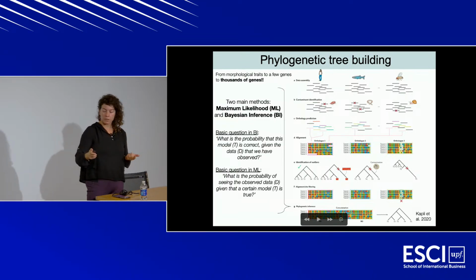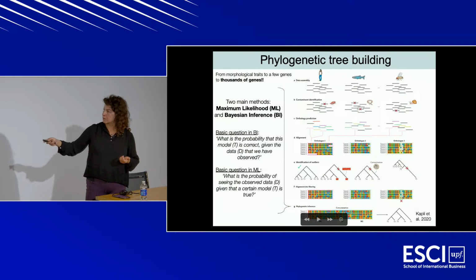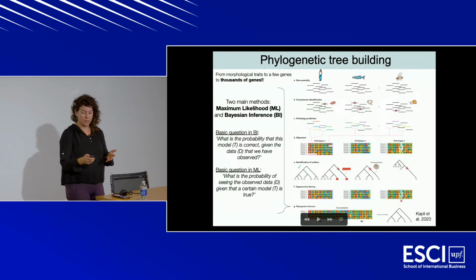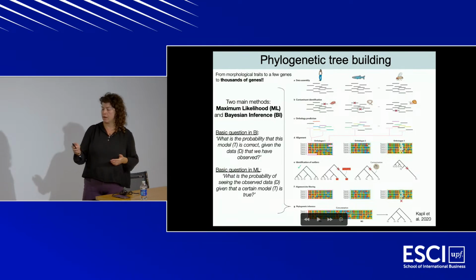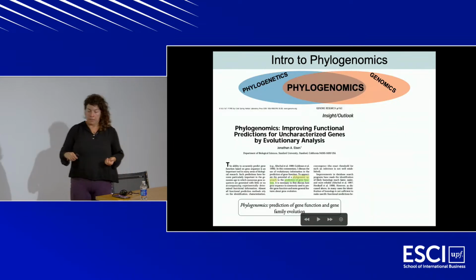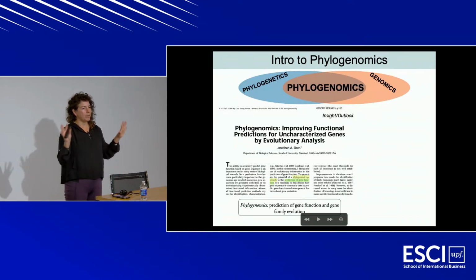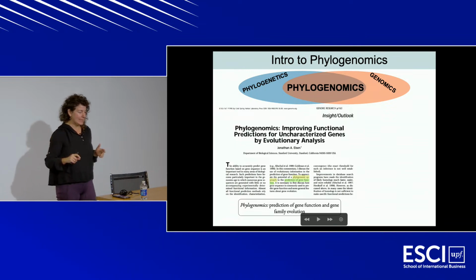So given these models of evolution, Bayesian inference answers this one: what is the probability that my model is correct given the data that I have? And maximum likelihood tries to answer a different question, which is the probability of seeing my observed data given that my model is true. So just for you to have a basic idea about the main methodologies that are out there to build these trees. So this is a very brief introduction to how we do phylogenomics.